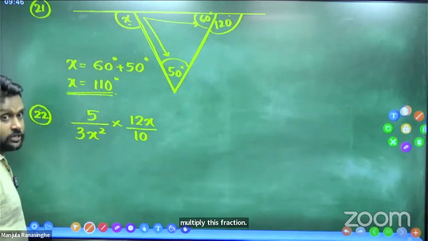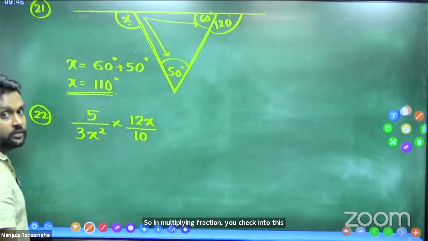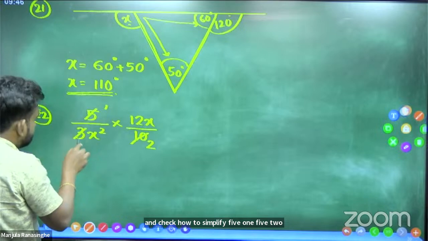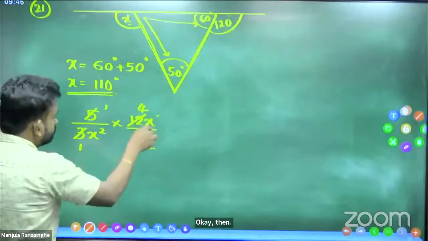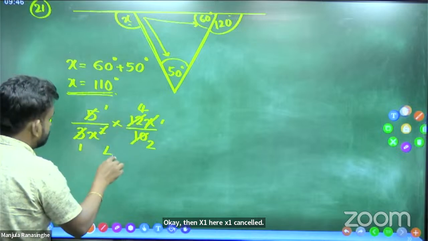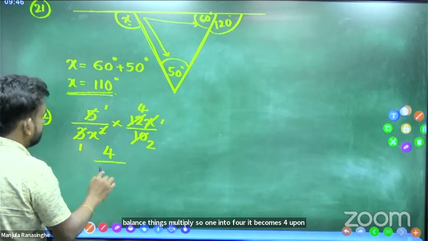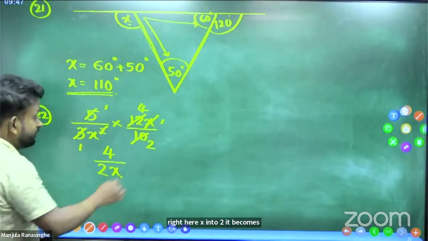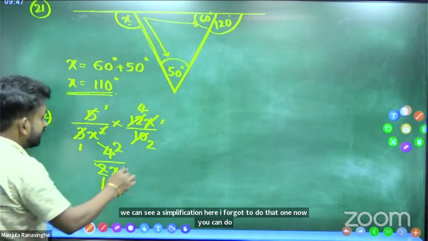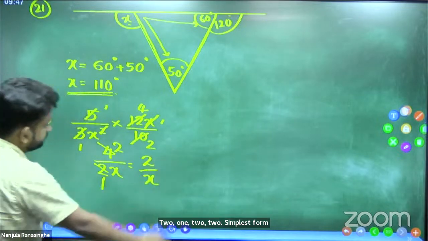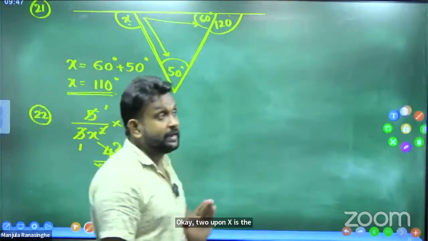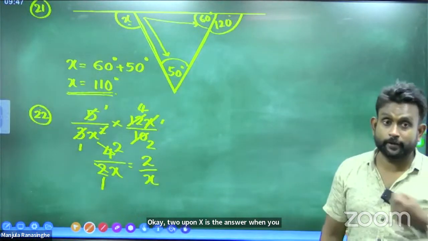In multiplying fractions, you check in this direction and this direction for multiplication and check how to simplify. 5 divided by 5 is 1, 10 divided by 5 is 2. Then 3 divided by 3 is 1, 12 divided by 3 is 4. Then x, x cancelled. Then multiply the balance: 1 into 4 becomes 4 upon x into 2, which is 2x. Further, we can see a simplification here. I forgot to do that one. Now you can do 2 divided by 2 is 1, 4 divided by 2 is 2. Simplest form: the top part is 2, the bottom part is x. So 2 upon x is the answer. When you give the final answer, there shouldn't be any further simplification.